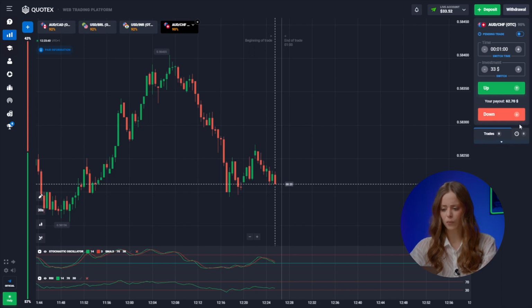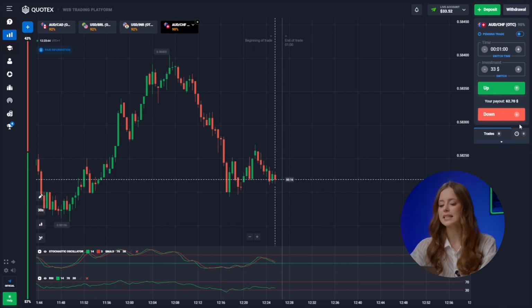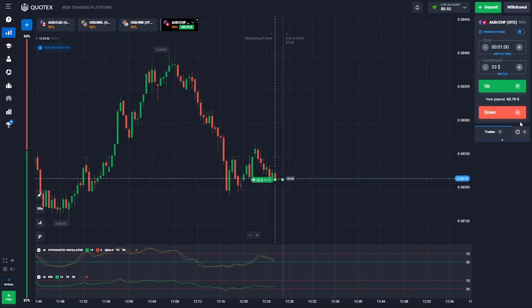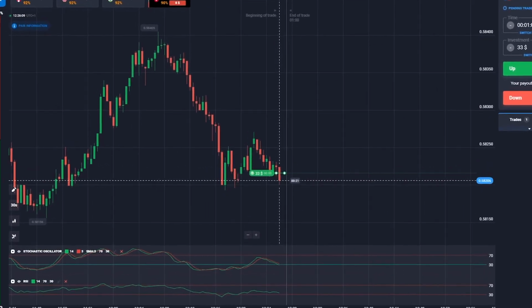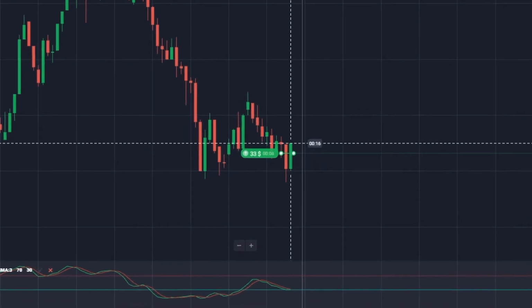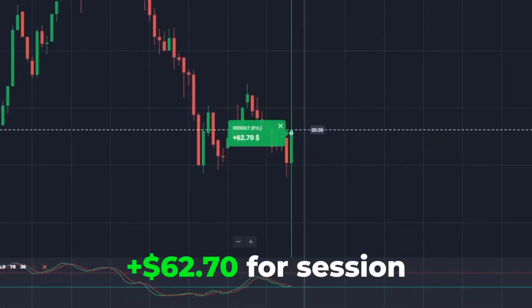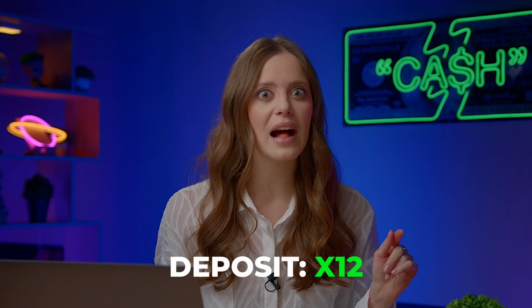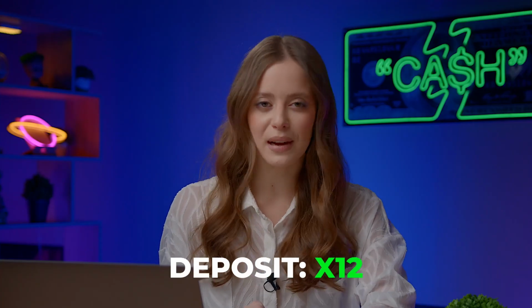Now let's continue. Oh my, what's going on with the fourth pair? Look, the momentums of both our indicators are signaling an increase in price. Let's hit that up button. Bang bang! This is what I call a competent choice of indicators. Meanwhile, my balance is already at $63. We've increased our starting capital 12 times, but we are not thinking about stopping.